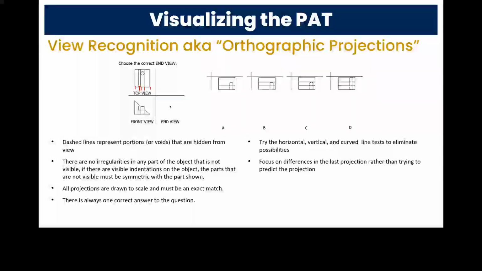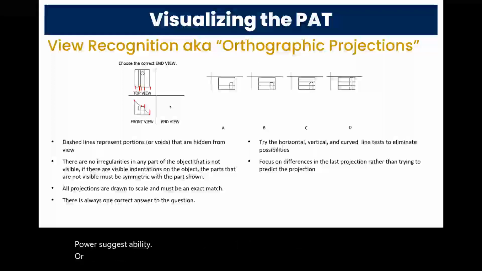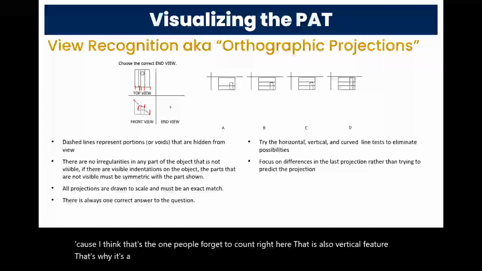There's 5. And in the front view, how many vertical features are there? There's actually 4. Or sorry, 5, I mean. The power of suggestibility. See that hidden one though? Because I think that's the one people forget to count right here. That is also a vertical feature. That's why it's a dashed line in the top view, because it's hidden underneath that overhang.